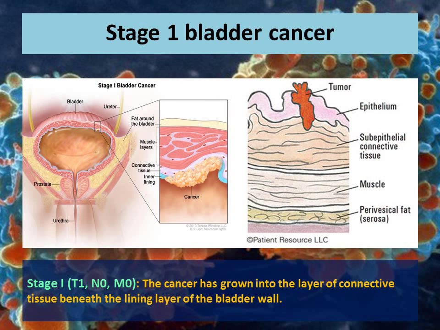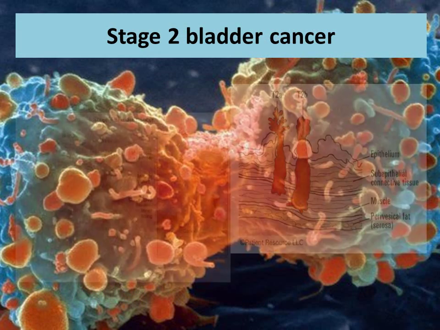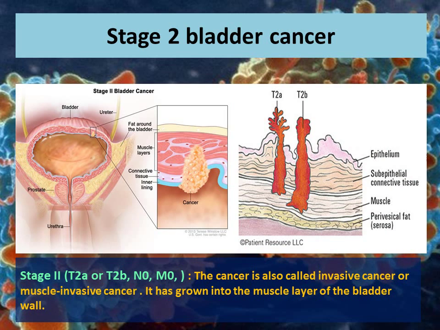Stage 1 of bladder cancer. Cancer cells are confined to the bladder, but the tumor has grown through the epithelial bladder lining and into the lamina propria. Stage 2 of bladder cancer. Cancer cells are confined to the bladder, but the tumor has grown through the first two layers of the bladder lining and into the muscularis propria.